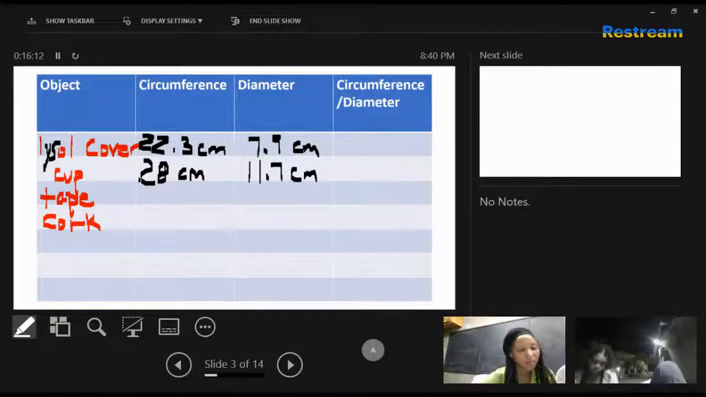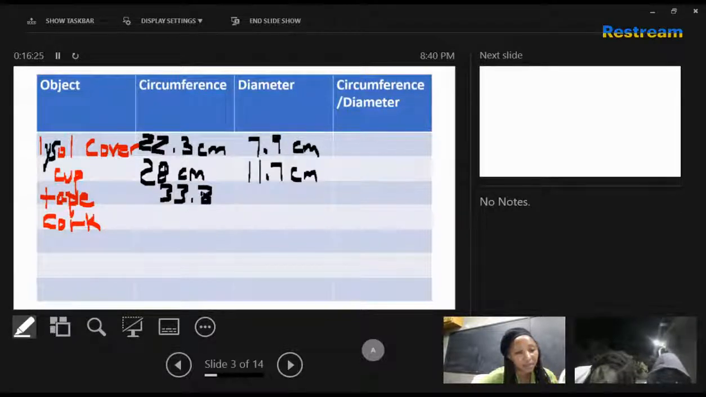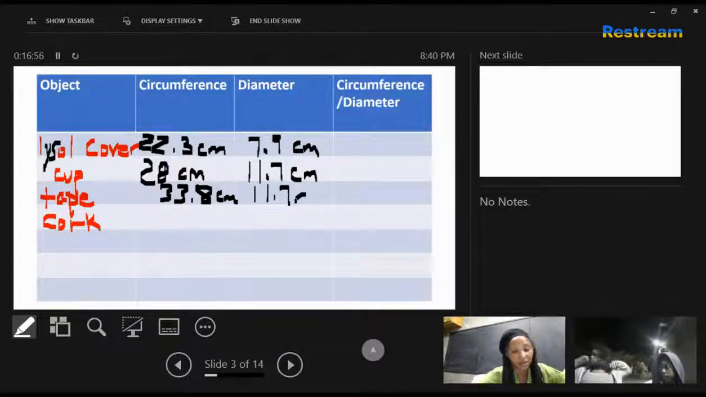It's 33.8 centimeters. And the diameter, 11.7 centimeters. Okay. All right. Finally, now the cork.